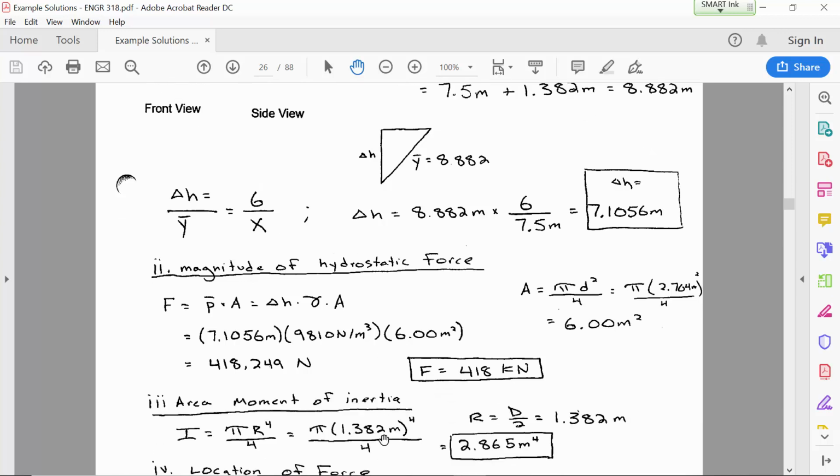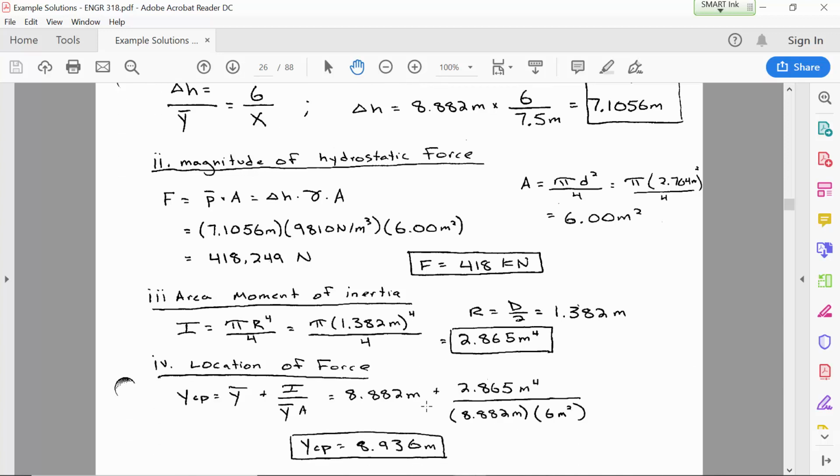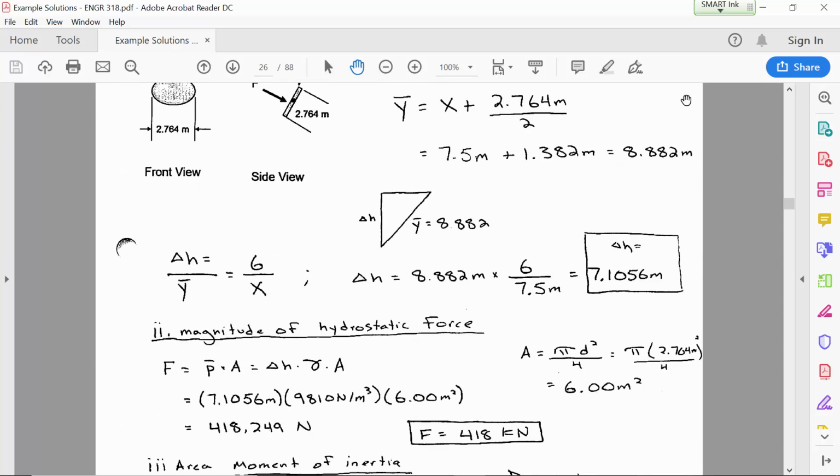Then step 3, area moment of inertia for the circular shape. We'll still have the same units for area moment of inertia regardless of what the shape is. It'll still be length to the 4th. And then the location of the force, the way that we identify where the equivalent hydrostatic force is located is the inclined distance from the water surface to the point of application. So the YCP here is just going to be the y bar that I calculated earlier.